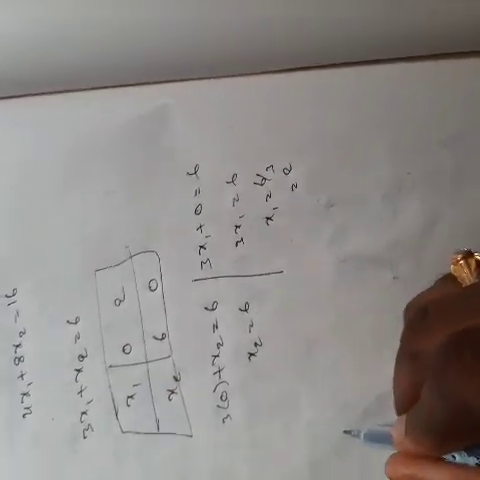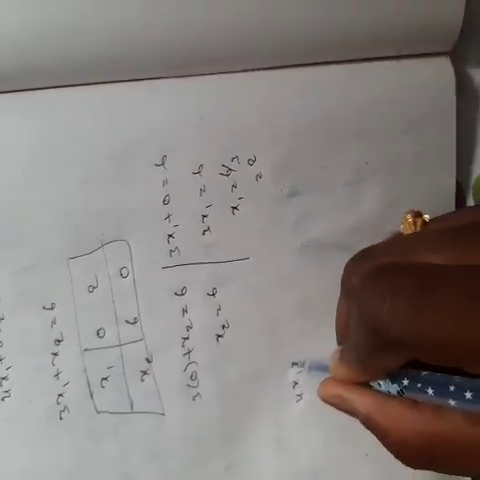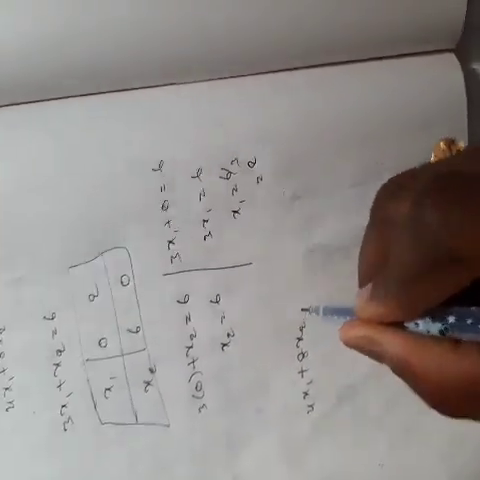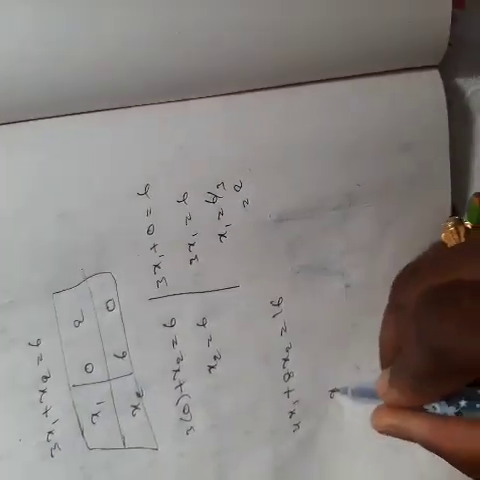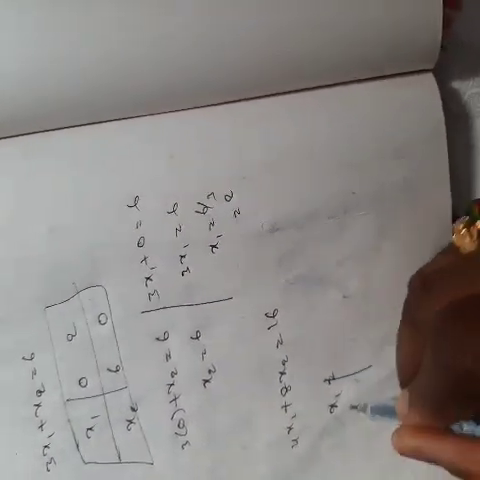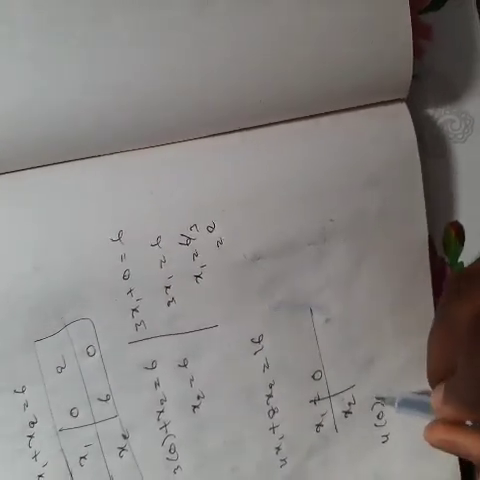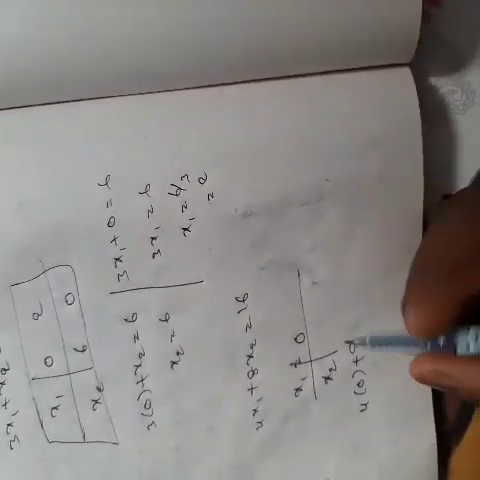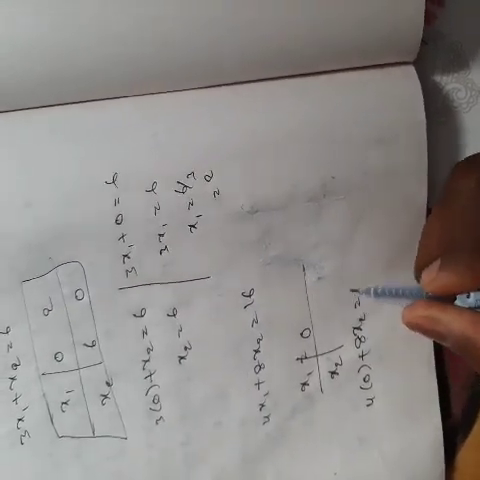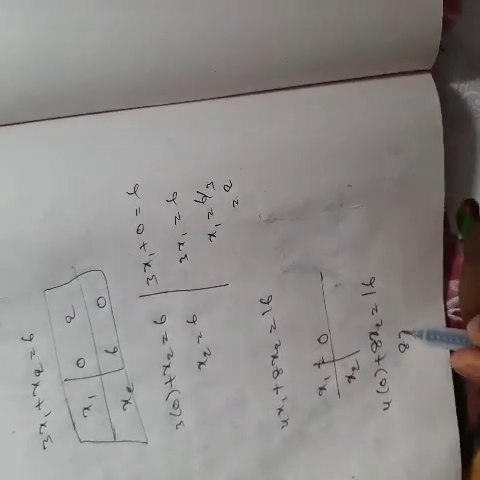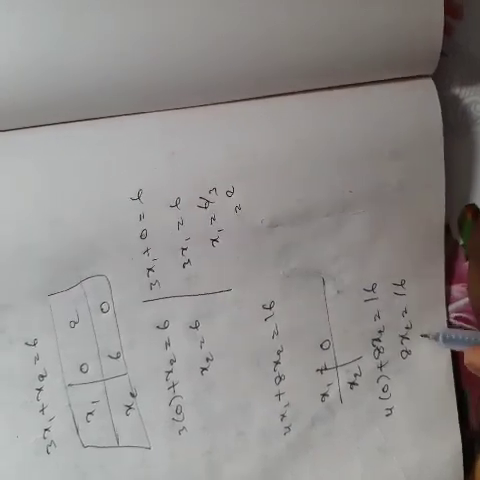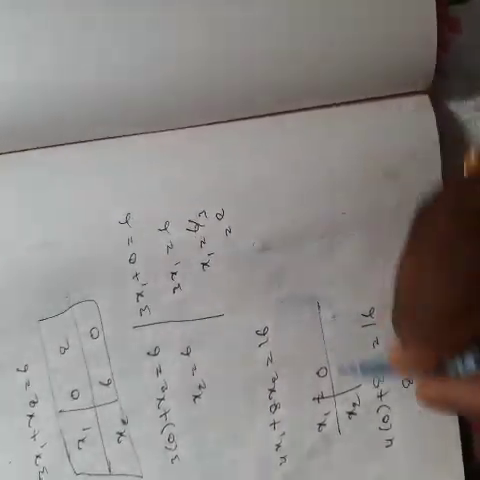Next we will substitute the values in 4x1 plus 8x2 is equal to 16. First, the x1 value will be 0. So 4 into 0 plus 8 into x2 is equal to 16. 8x2 is equal to 16, so x2 is equal to 2.